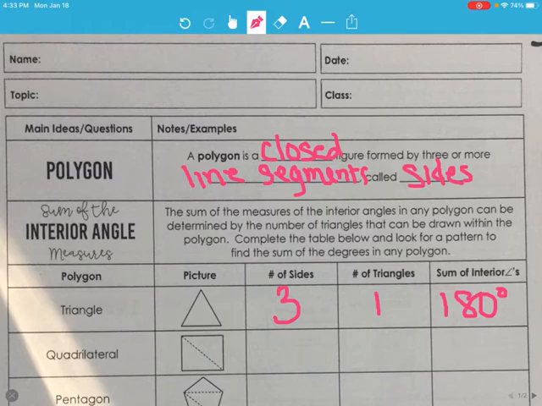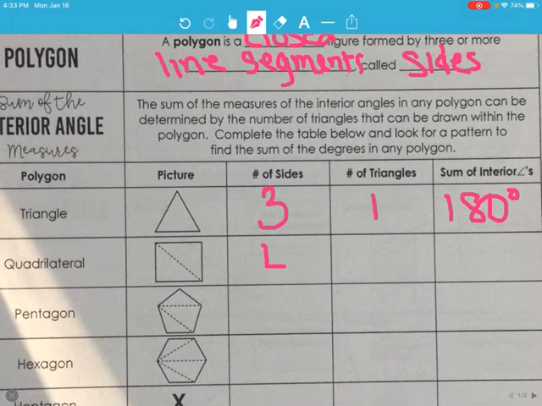After that, we have a quadrilateral, any 4-sided figure. And you can see in the picture, you can break it up into 2 triangles. And 180 times 2 is 360.